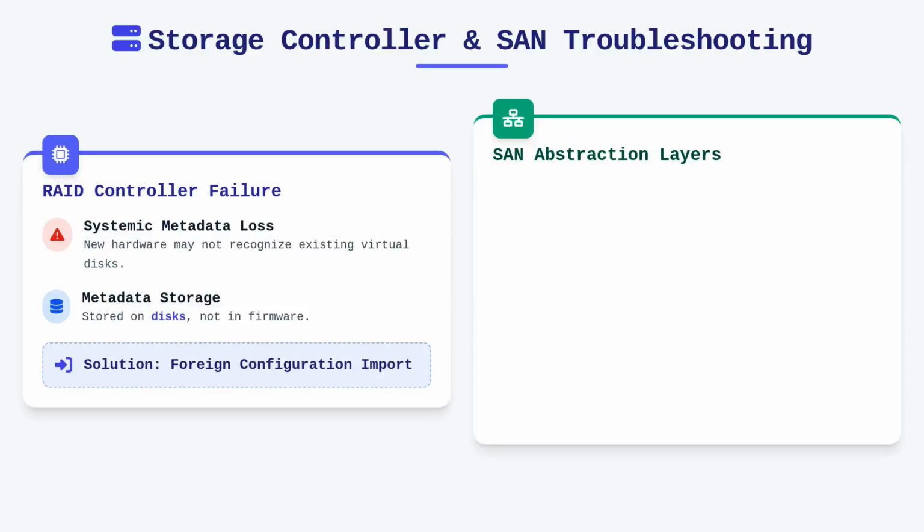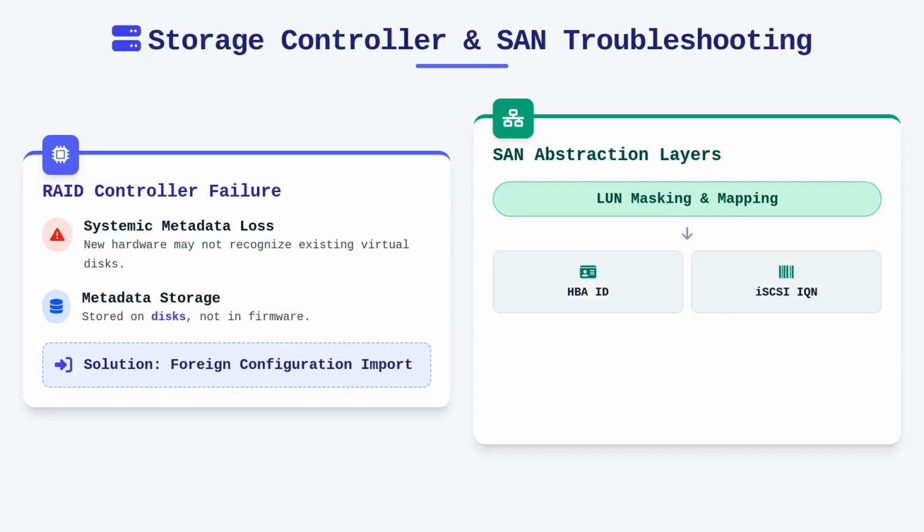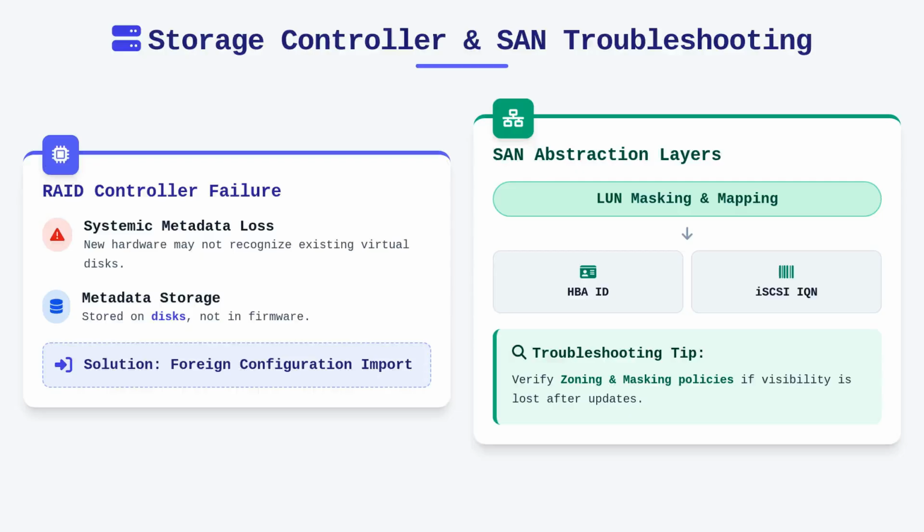Conversely, troubleshooting a SAN environment involves deeper abstraction layers like LUN masking and mapping, which restrict or grant access to specific storage volumes based on the host bus adapter or iSCSI IQN. If a host suddenly loses visibility to its storage, it is prudent to first verify that the zoning and masking policies have not been inadvertently altered during an infrastructure update.